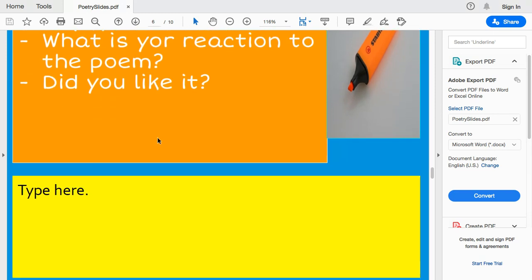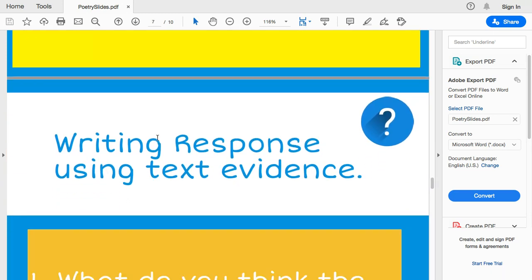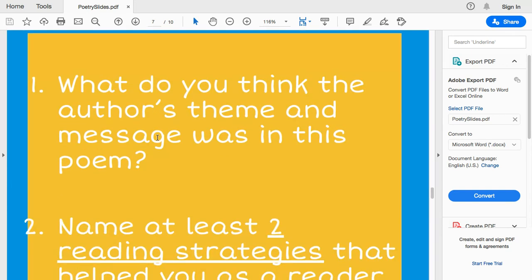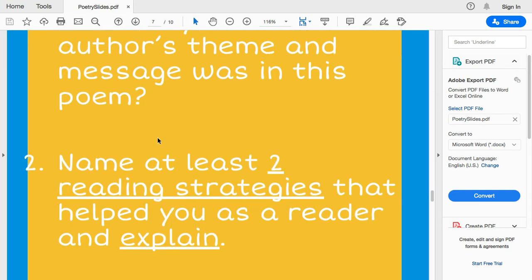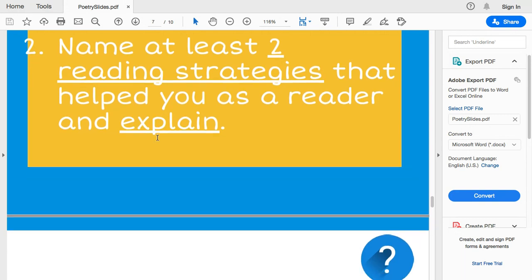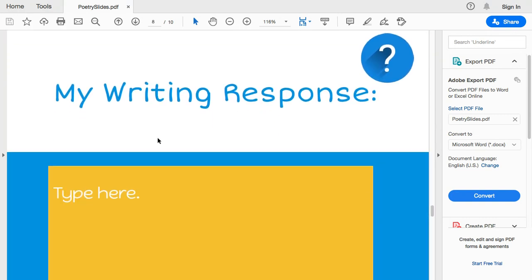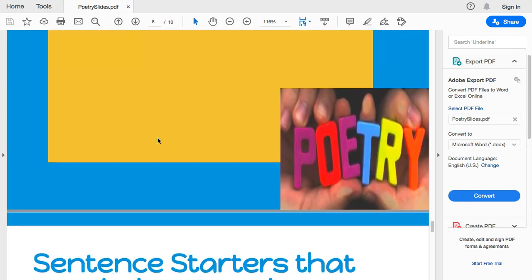And what is your reaction to the poem? How did you feel about it? Did you like it and why? And then what do you think the author's theme or message is? And then name 2 strategies you used. So you put all of your responses there.